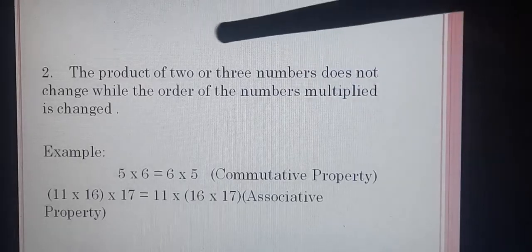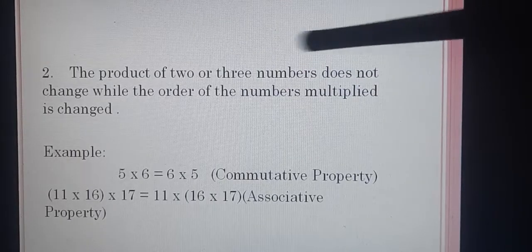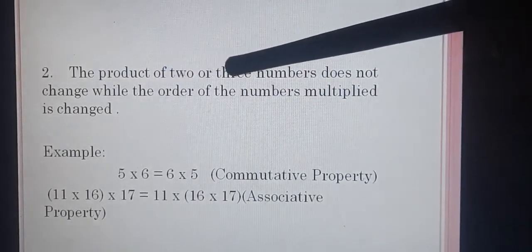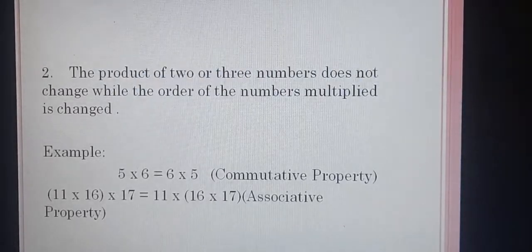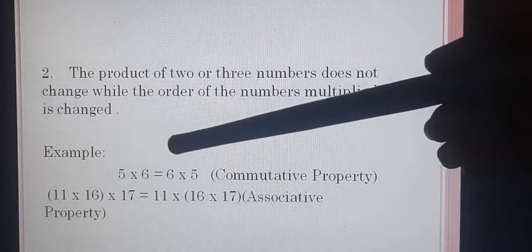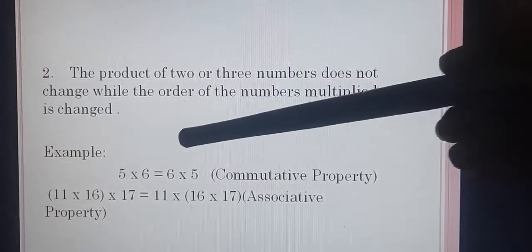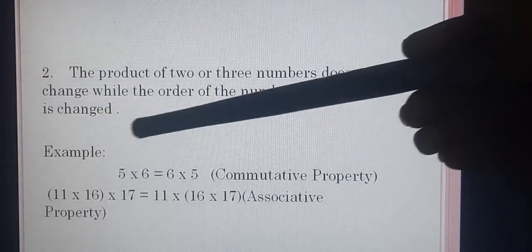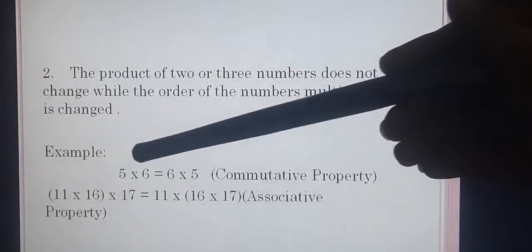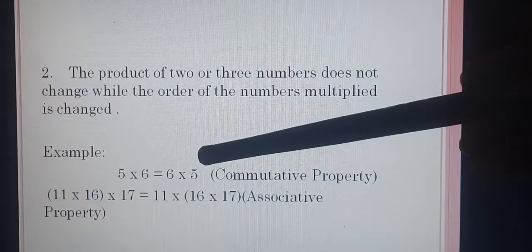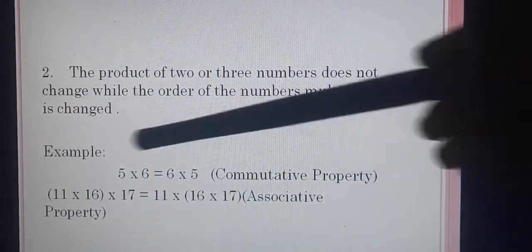Next is the product of 2 or 3 numbers does not change while the order of the numbers multiplied is changed. अगर हम मल्टीप्लिकेशन के नंबर्स जो मल्टीप्लाई हो रहे हैं उनका ऑर्डर चेंज कर देते हैं, then product will not change. See there, 5 into 6 is equal to 6 into 5. This is known as commutative property.